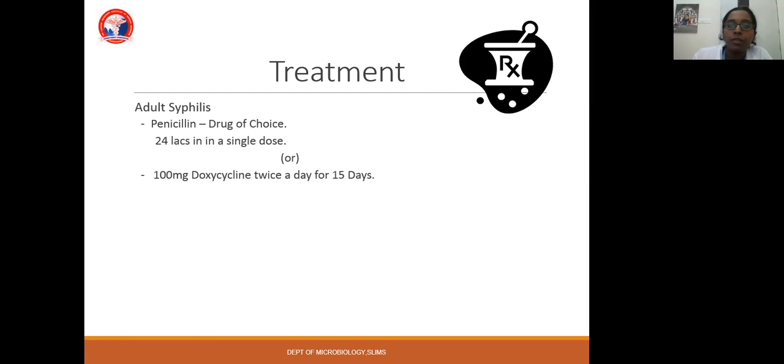So how do you treat syphilis? Treatment of syphilis basically uses penicillin, which is the drug of choice, or you can also use doxycycline, which is given twice a day for 15 days.